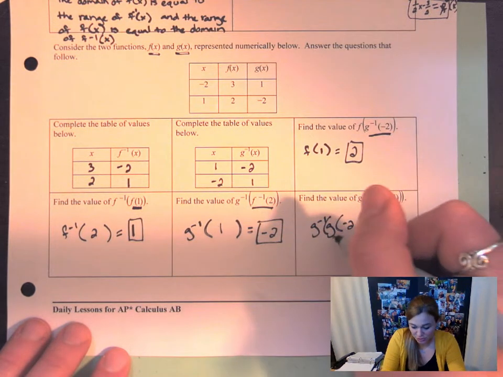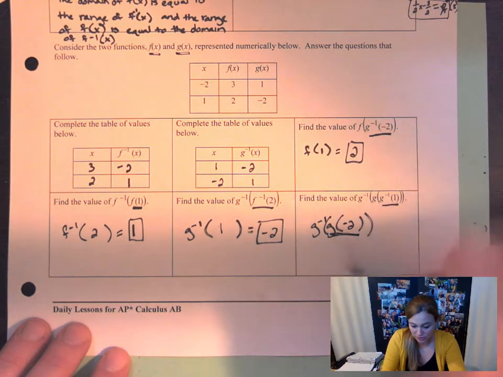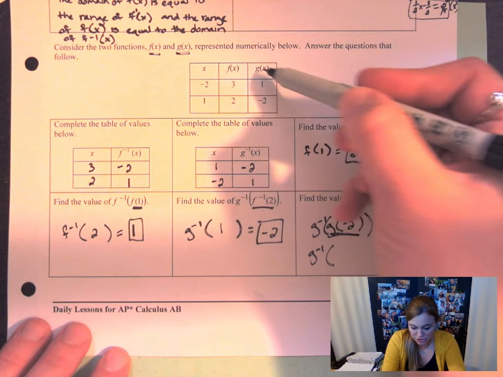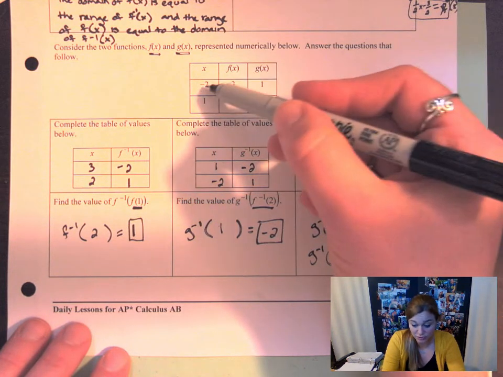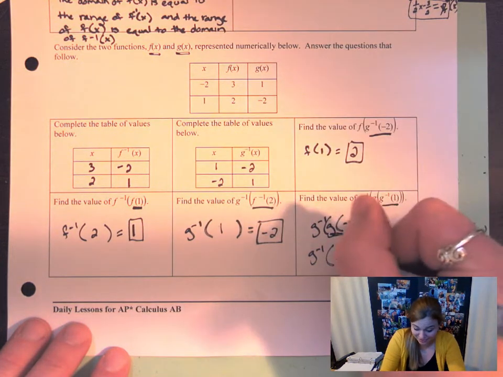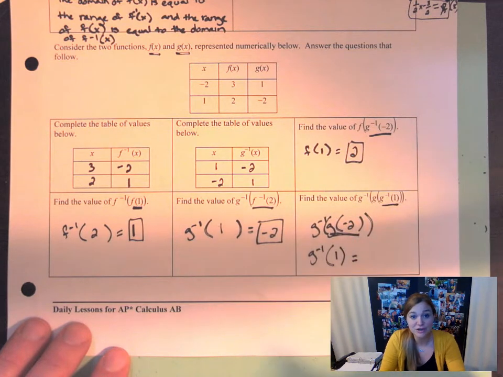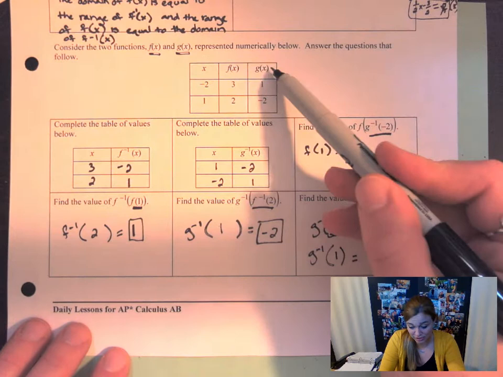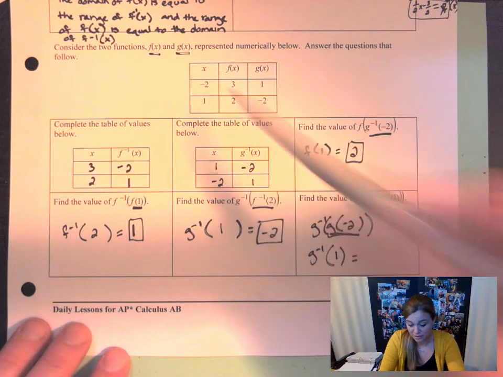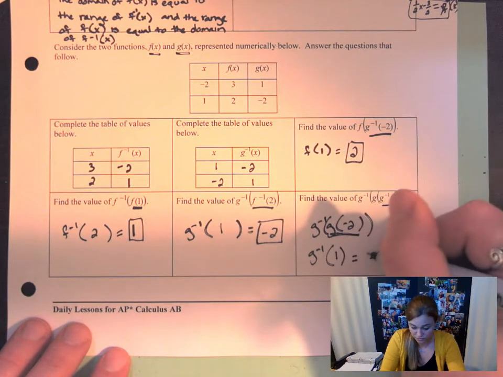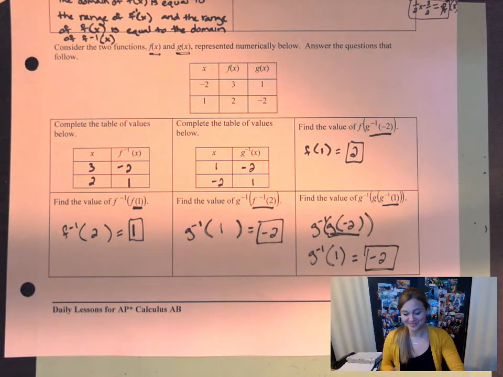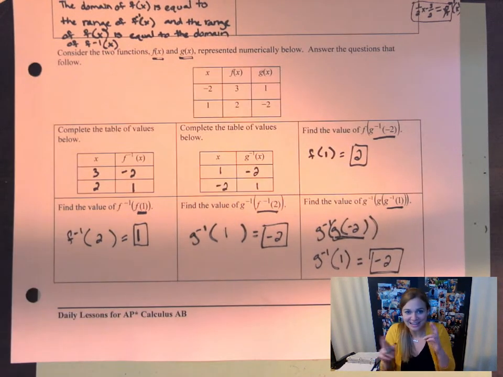Then the next thing, I'm still working my way inside out. So I'm going to have g inverse of g of negative 2. G of negative 2, this was just a regular g of x, so negative 2 would be right here. I'm going to go back to 1. G inverse of 1, so think about it's asking about the inverse for g, so I'm going to look at the y value, negative 2. Ta-da!